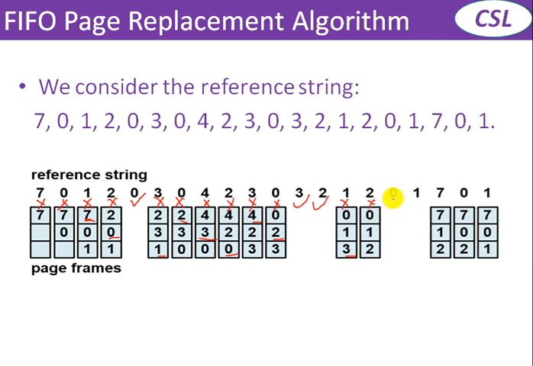Next, 0 is the request. Available pages are 0, 1, 2. So 0 is there. There is no replacement. This is called one hit. Again 1. 0, 1, 2. 1 is available, again it is one hit.